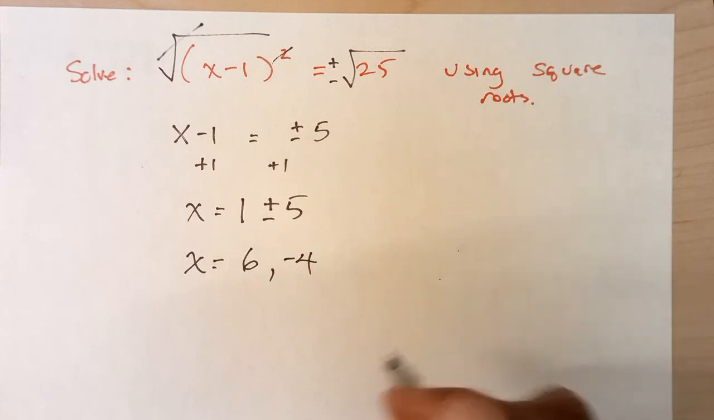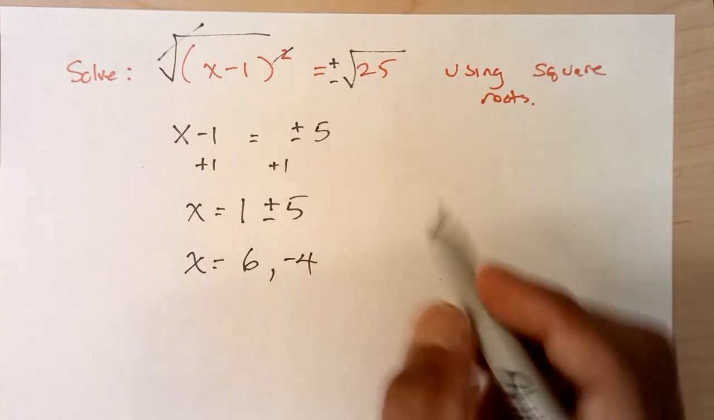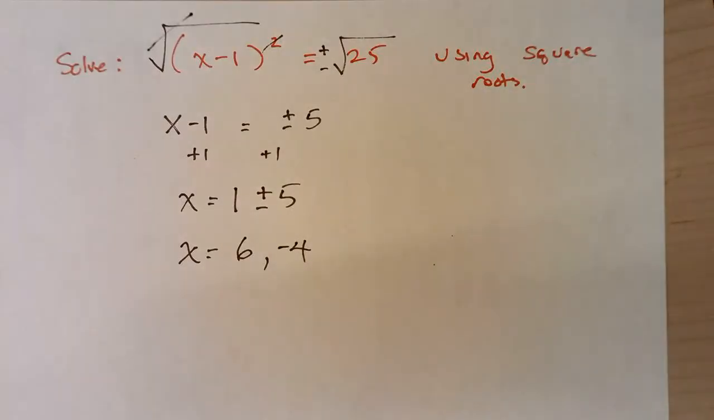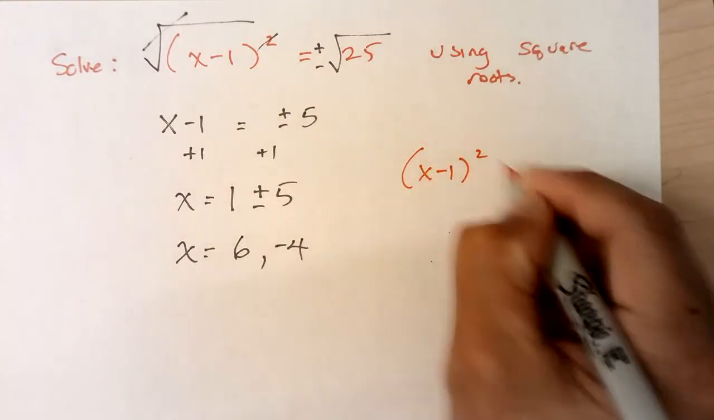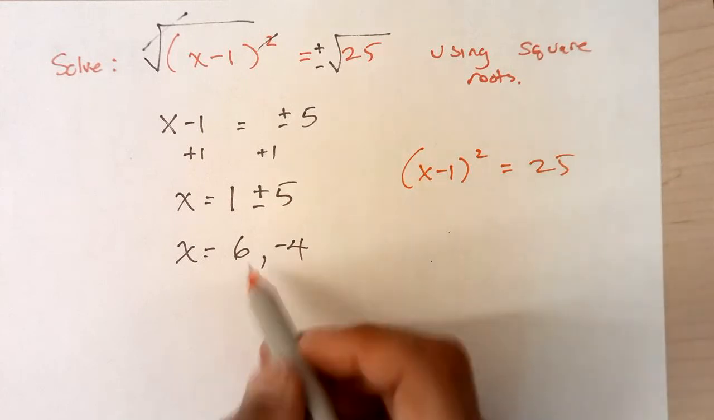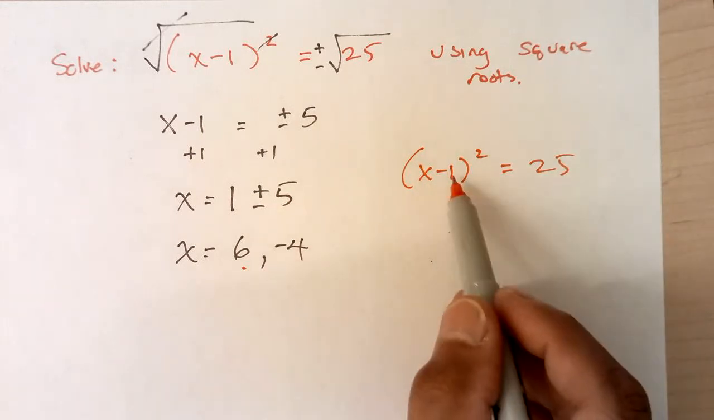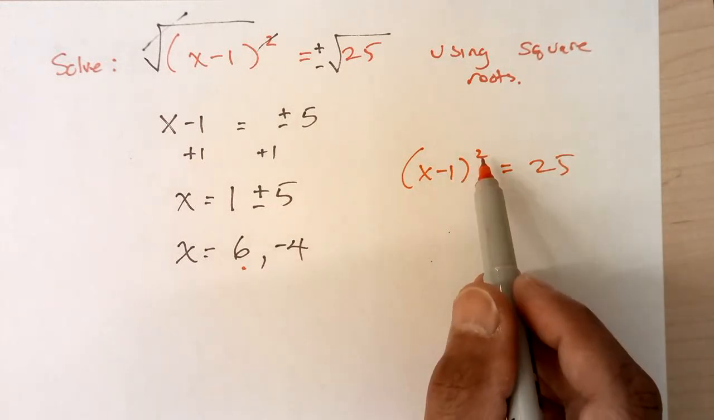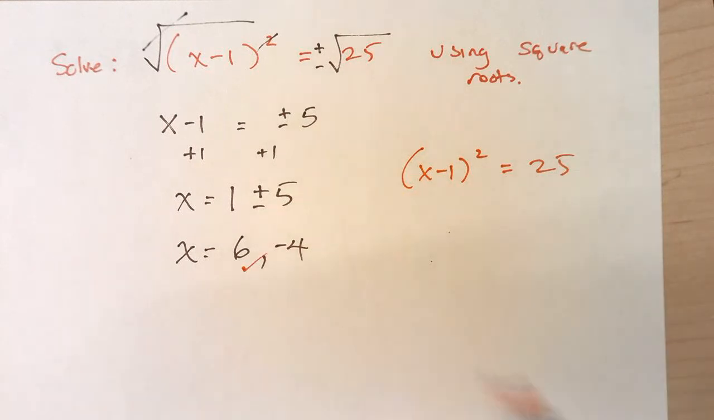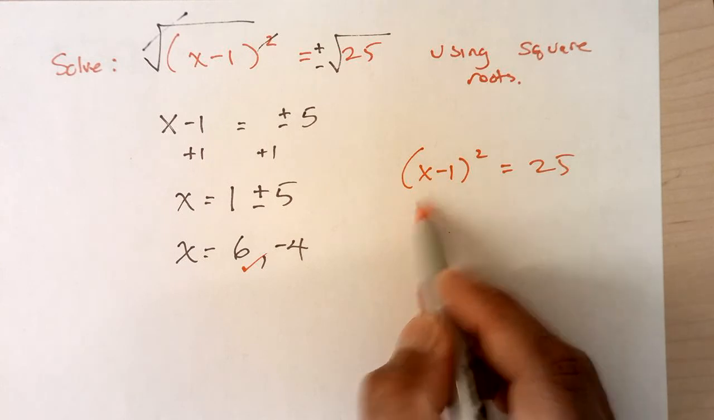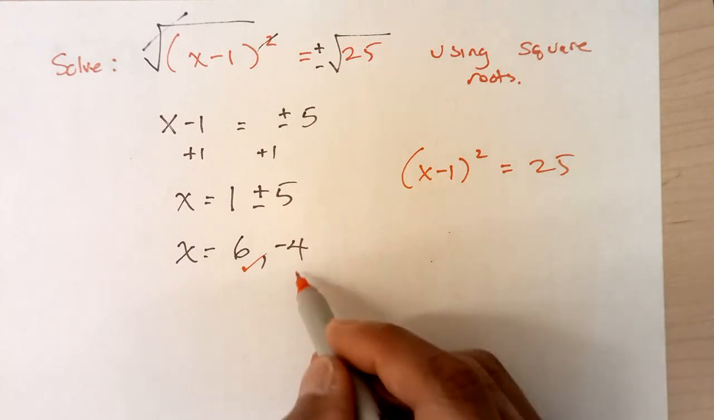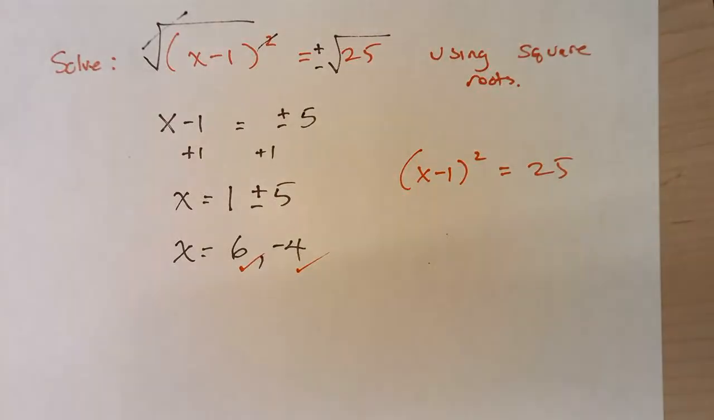And then really I can go back and check my solutions. Okay, here's the equation that we started with. The quantity x minus 1 squared, so I'm just going to rewrite it, is equal to 25. If I check my answers or solutions, 6 minus 1 is 5. 5 squared is 25, so 6 checks. Negative 4 minus 1 is negative 5. If you square negative 5, that's positive 25. So negative 4 checks as well. Those are the two solutions.